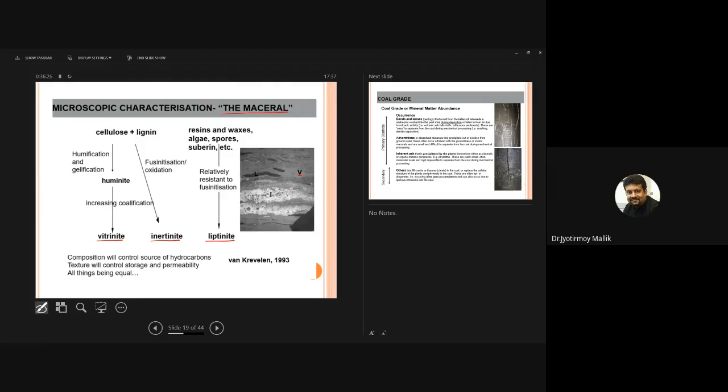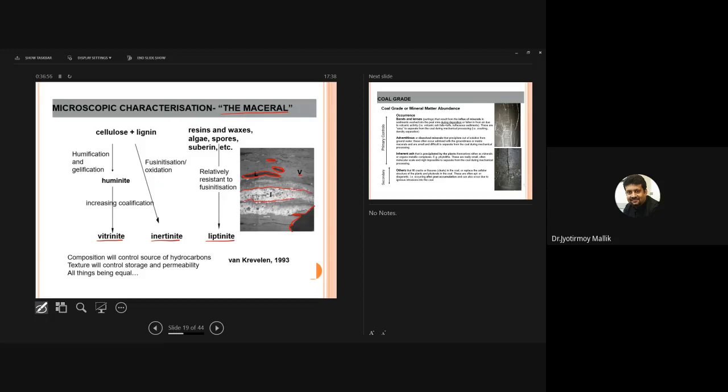Okay, and then this slightly blackish stuff inside, here also you can find them. These are called liptinites. And then this bright stuff, the very bright stuff, this is my inertinite.